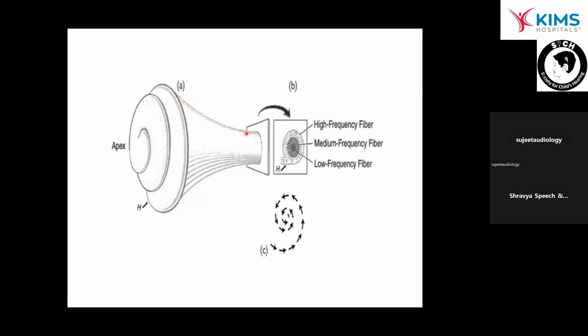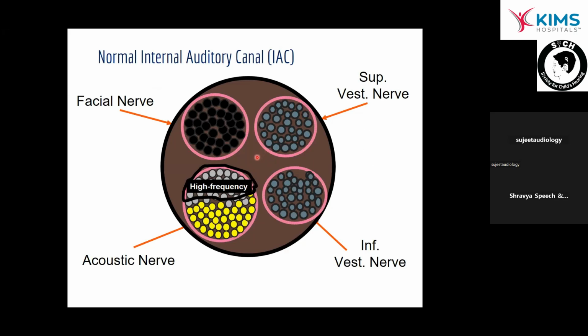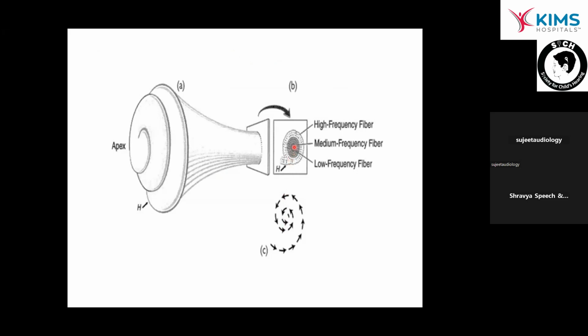Hence, the high frequency fibers will remain on the periphery. You can see that the high frequency fibers will remain on the periphery and the low frequency fibers will be in the center. That means in the acoustic meatus, if there is a tumor arising from your vestibular nerve or the facial nerve or from the acoustic nerve, it will impact the high frequency fibers first and it will impact the low frequency fibers later. And that's why you see a high frequency hearing loss typically in patients who have a tumor.